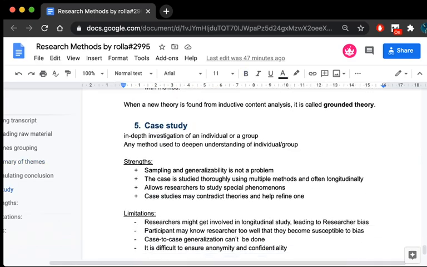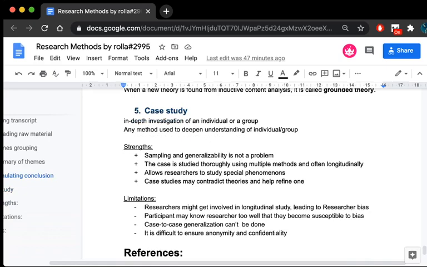Okay, last we have case studies. Case studies is an in-depth investigation of an individual or a group. So researchers would do whatever it takes to probe deep into the behavior of a certain person or a certain group, as long as it's ethical, and as long as it has good integrity.